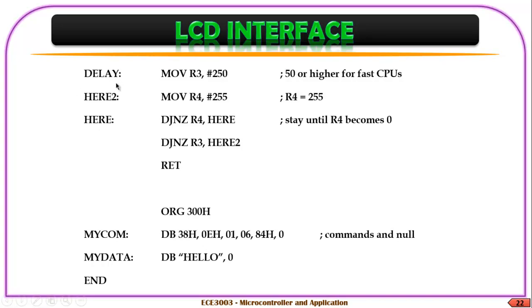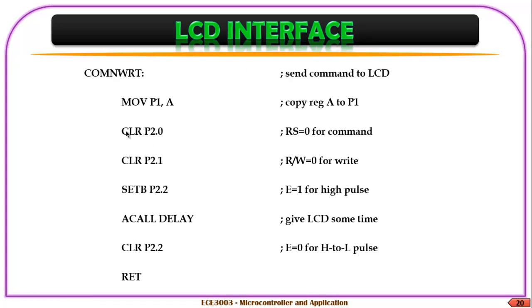You can see here the delay routine, the same delay routine we experienced in the previous program. The only difference is that instead of 55 in the previous program, here we have 250, so you will generate a somewhat higher delay compared to the previous program. All the remaining code remains the same. In the command write there is no change compared to the previous one. We are moving the value acquired through the accumulator to port 1, which is connected to the data lines of the LCD. Then we make RS equal to 0 to indicate it's a command: P2.0 is set to 0, and P2.1 is set to 0 to indicate a write operation. We make enable high to low with some delay to enable our LCD module.